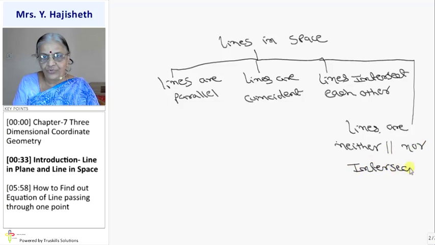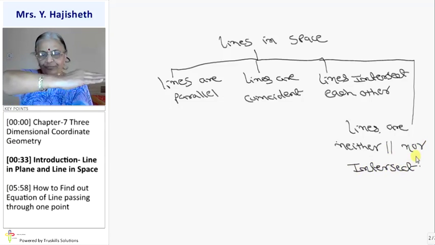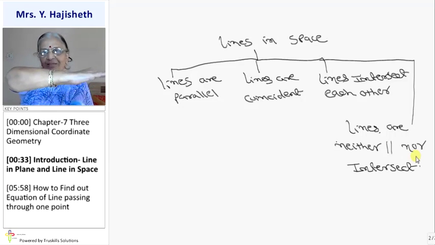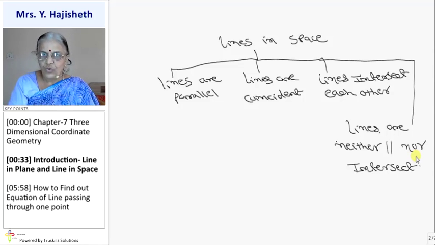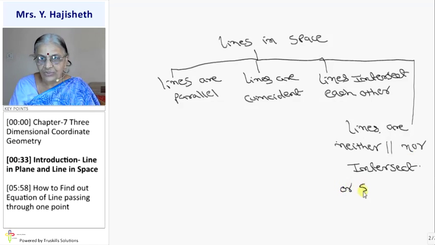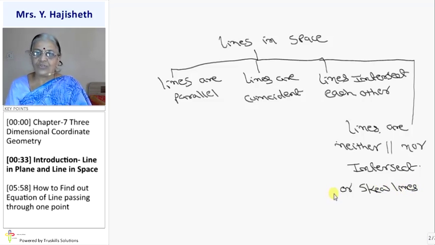What type of line is this? You see my two hands. These two hands I consider as two lines. Then they are neither parallel nor do they intersect, okay? One is above the other because they are non-coplanar lines. Both lines are not in the same plane, okay? Clear? So lines which are neither parallel nor intersect are called skew lines.